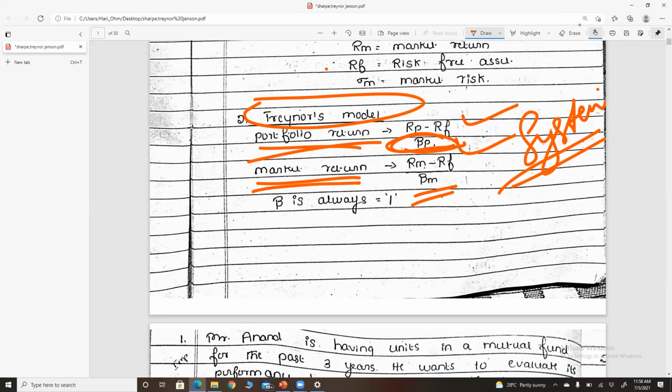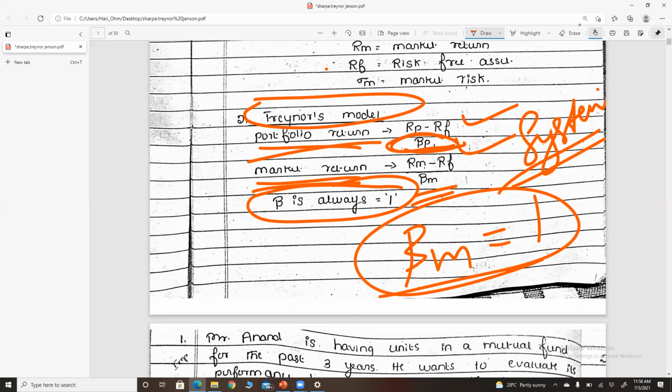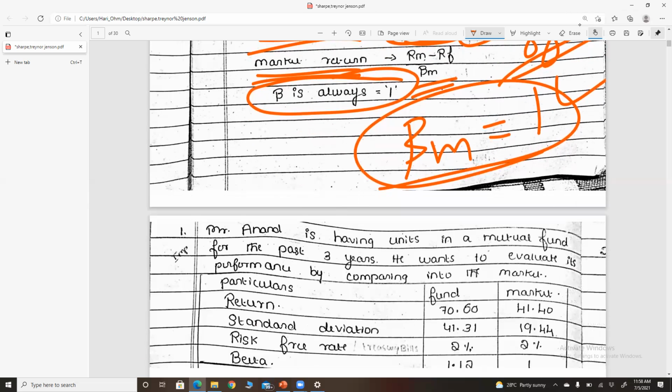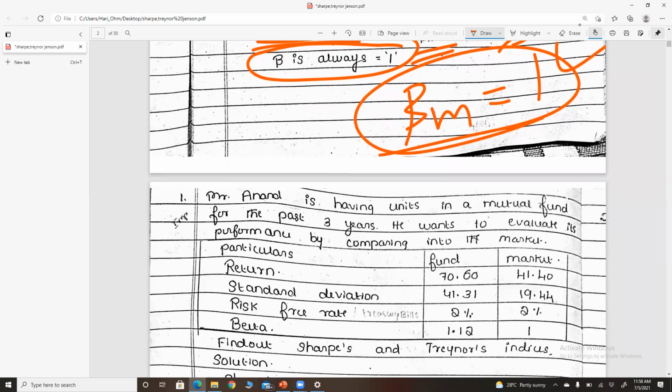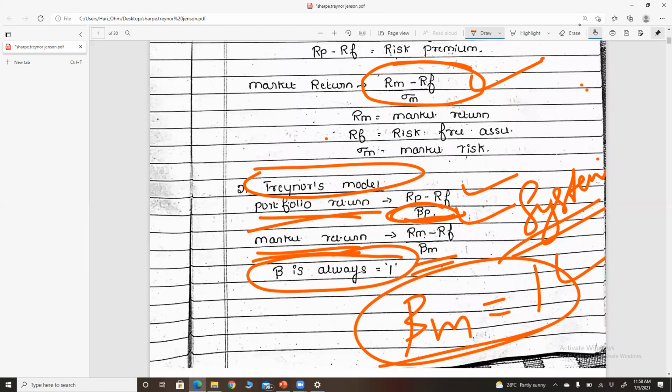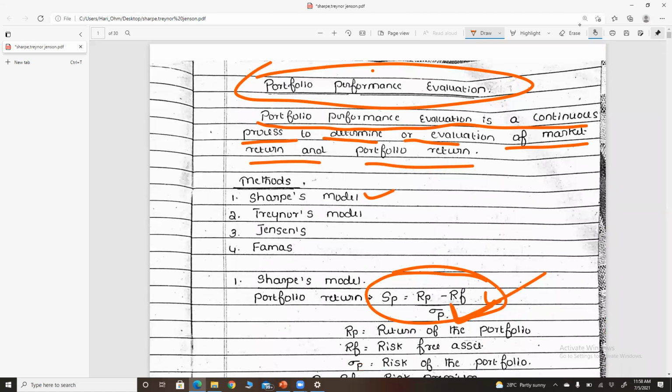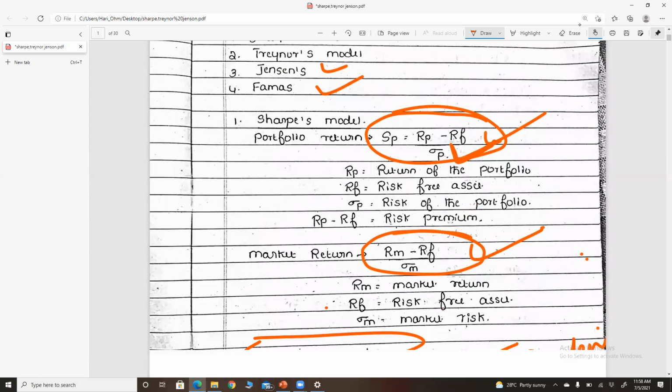Remember, even if beta is not given in a problem, the beta is always 1 for the market. Beta of the market is always 1. This point you have to remember. Sometimes you don't get beta of the market in a question. So remember, beta of the market is always 1. Clear? This is about the two models' formulas. Then Jensen and Fama we are going to see later. So Sharpe and Treynor, these two are very important.